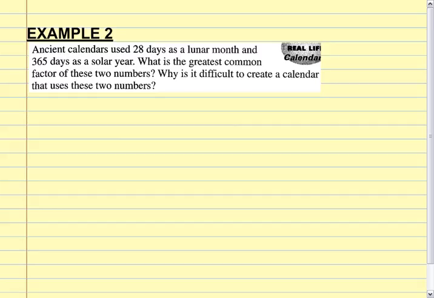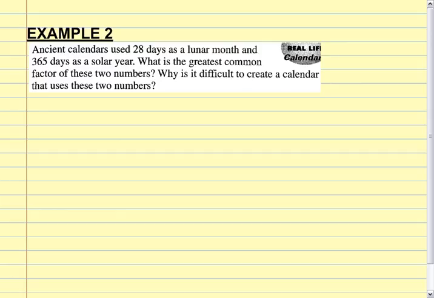Okay, folks, example number two says, ancient calendars used 28 days as a lunar month. A lunar month, meaning the moon would make a complete revolution around the earth in 28 days. Okay? So they counted that as a month. And 365 days as a solar year. It takes the earth 365 days to go around the sun. Okay?